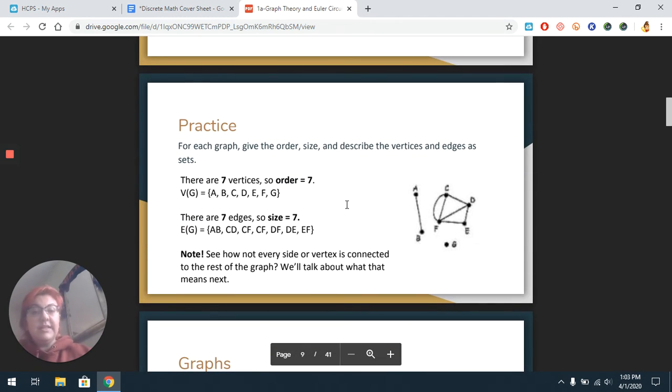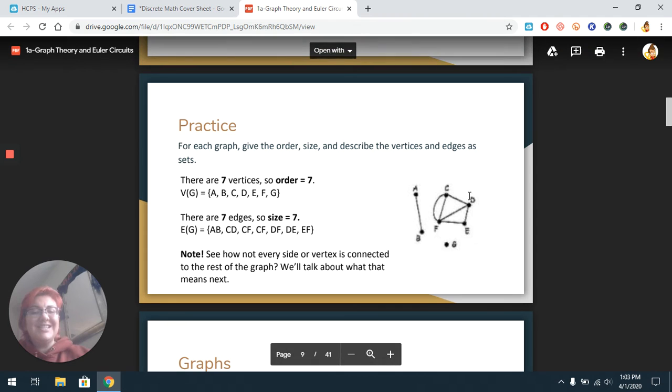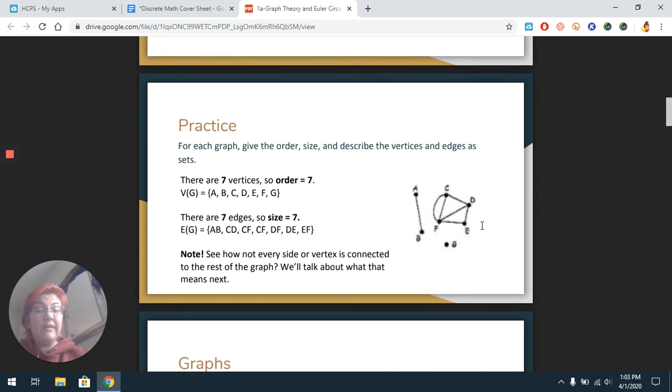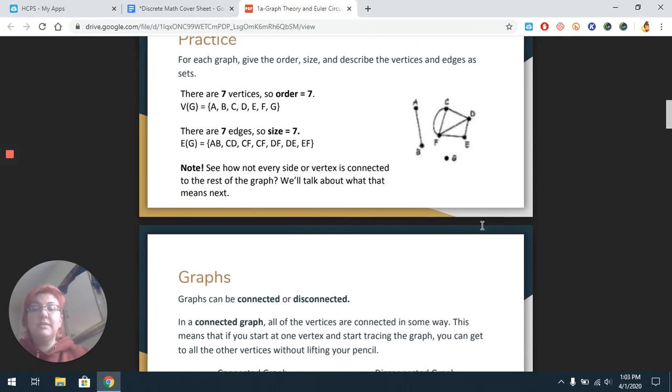All right, let's look at this one. 7 vertices, A, B, C, D, E, F, G. Yep, 7. So our order is 7. And then 1, 2, 3, 4, 5, 6, 7 edges. All right. Now, do you see how not every side or vertex is connected to the rest of the graph? So let's talk about what that means.